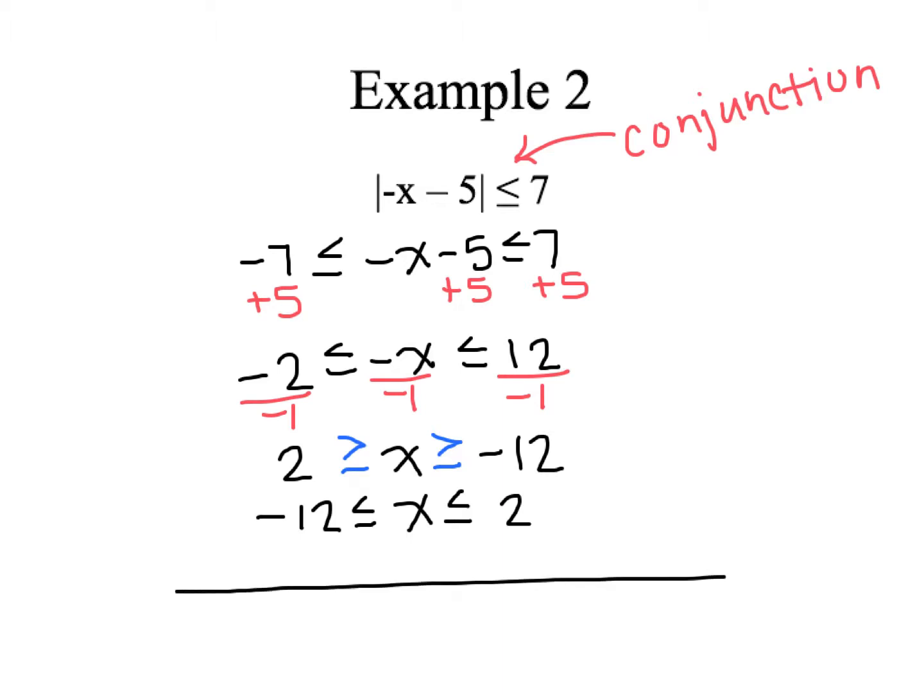Now I'm going to graph it. Put my 0 in the middle. 1, 2, 3, 4, 5, 6, 7, 8, 9, 10. 1, 2, 3, 4, 5, 6, 7, 8, 9, 10, 11, 12. Okay. So x is less than or equal to 2. 1, 2. And it's a closed circle. So it's less than or equal to.